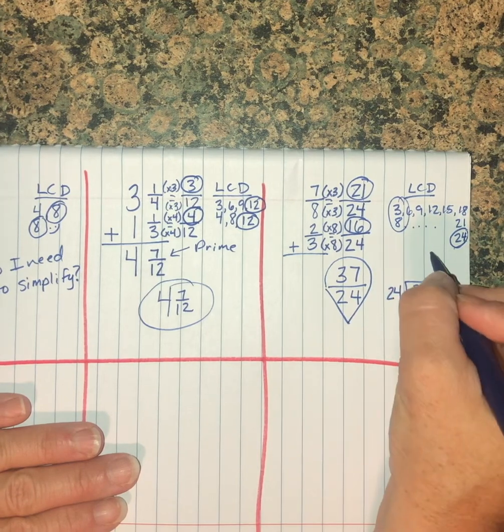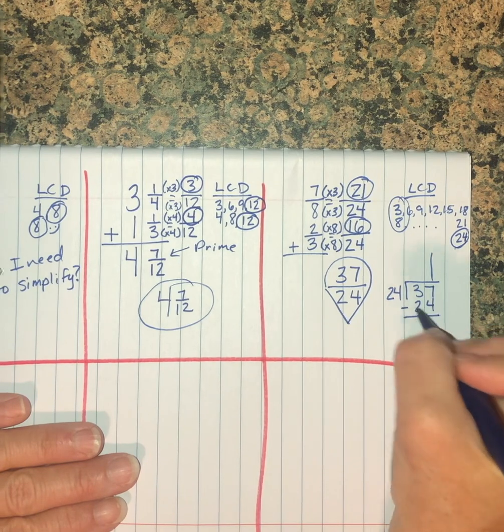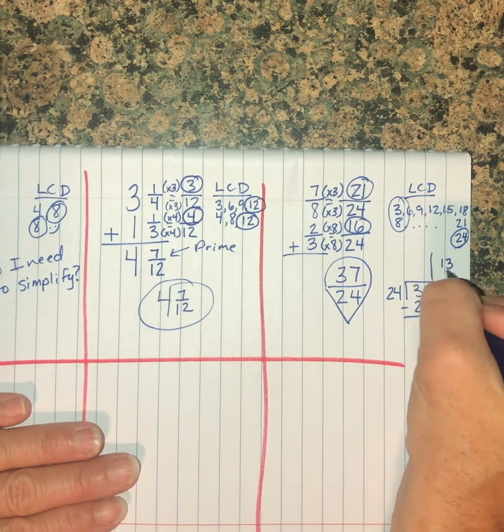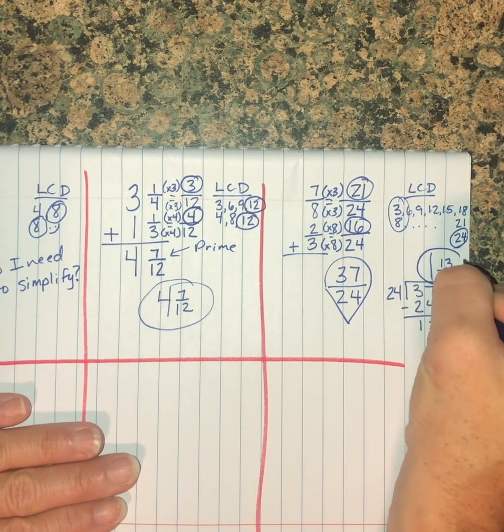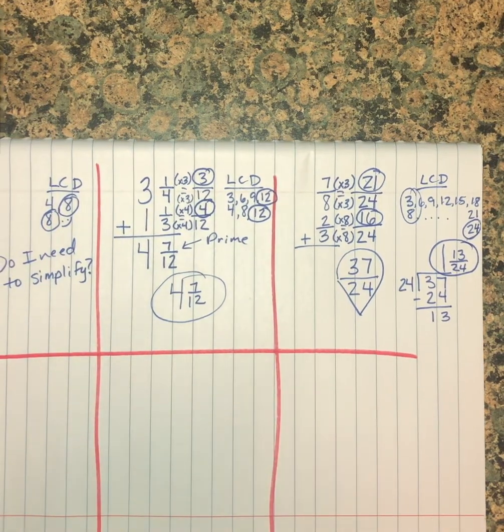24 will go into 37 one time. I subtract, and I have 13/24 left over. And I'm done because 13's prime. I can't simplify it.